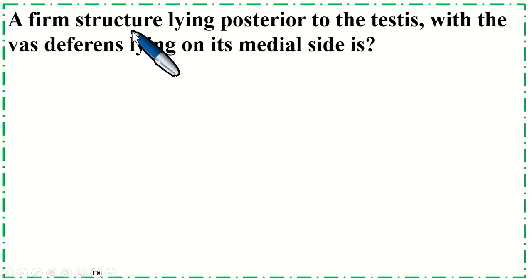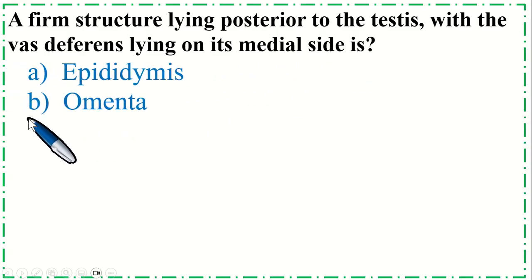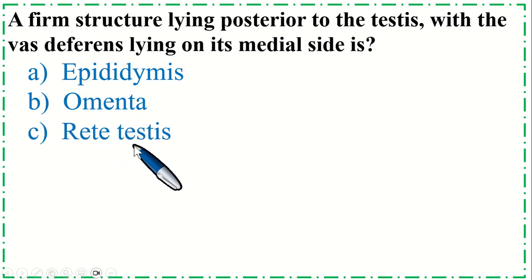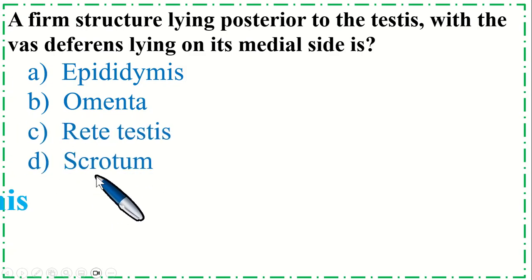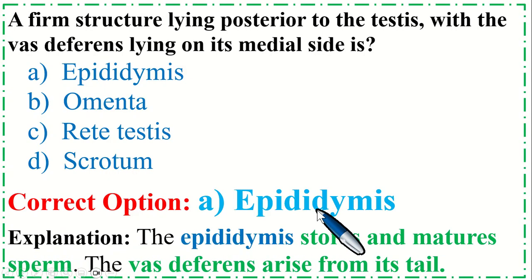A firm structure lying posterior to the testes with the vas deferens lying on its medial side is option A, epididymis, B, omenta, C, red testis, and option D, scrotum. So the correct option is A, epididymis. The epididymis stores and matures sperm. The vas deferens arises from its tail.